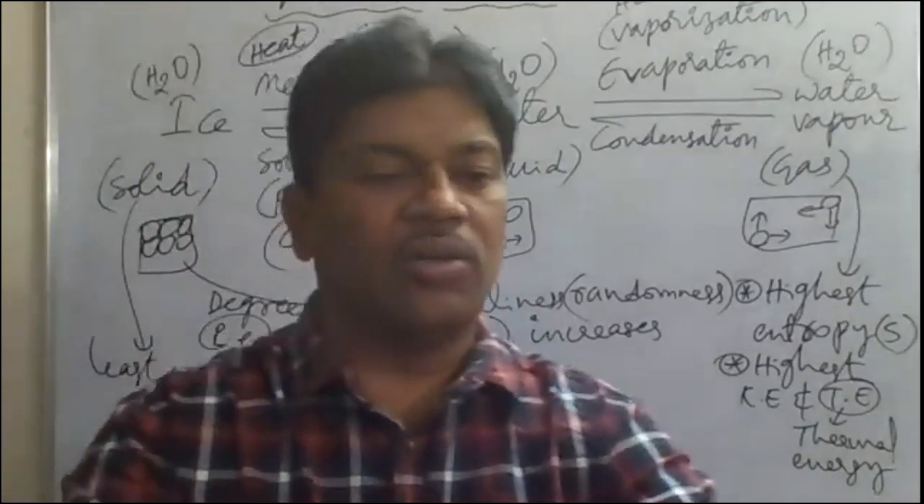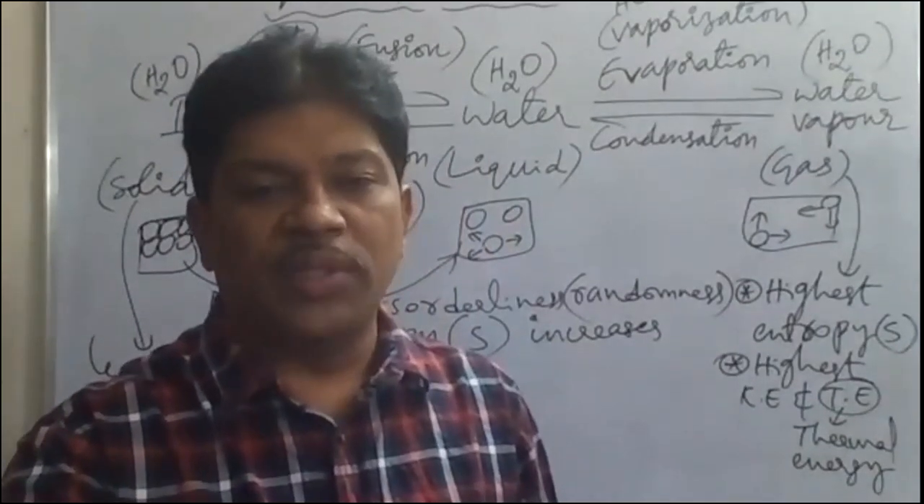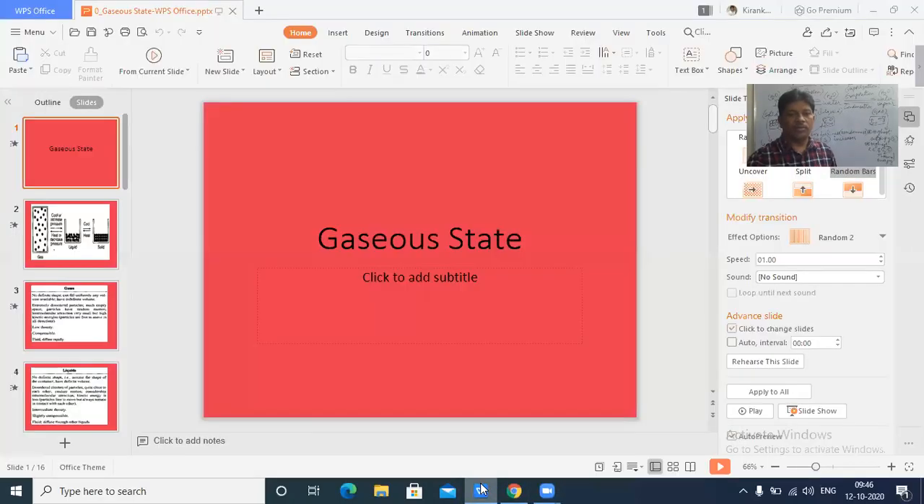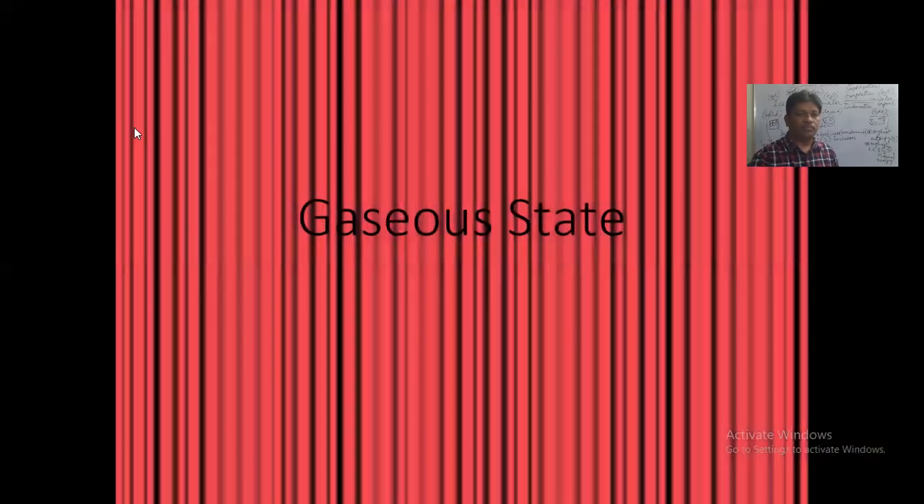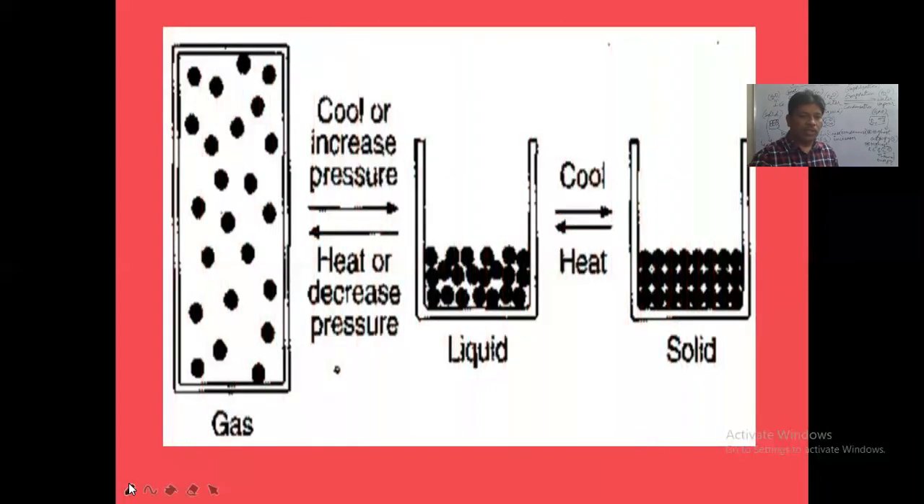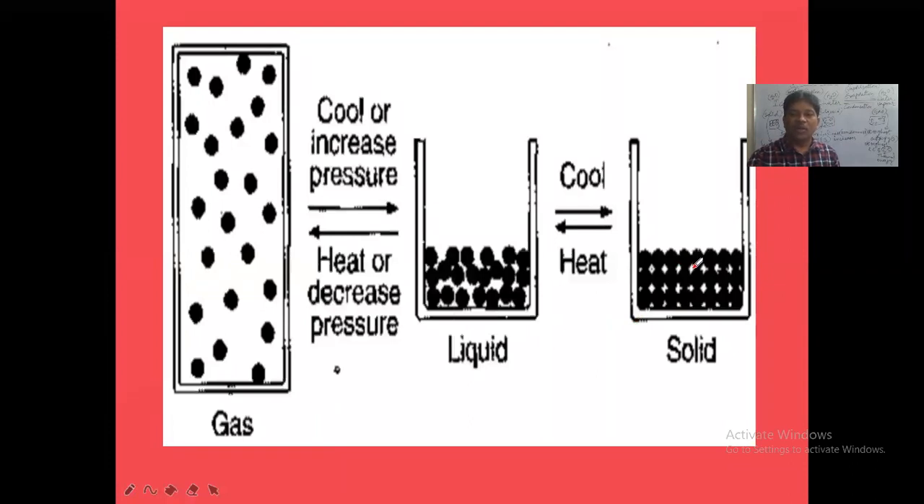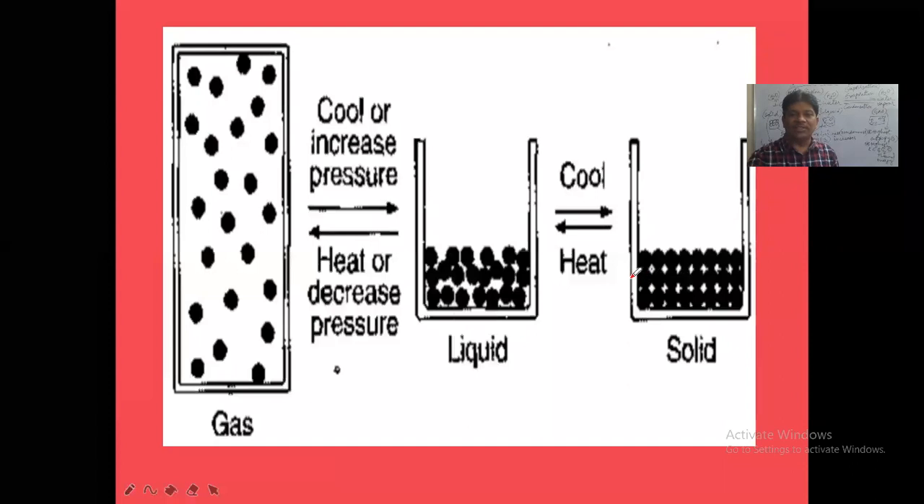You might have heard all these points earlier, and with the help of the PPT, we'll discuss the same thing. If you see the diagram here, in solid all the particles are closely packed. When you heat the solid, the liquid state is formed, in which the gaps between the particles are more. That means randomness increased, and randomness increased means the entropy value increased. Keep that point in mind.